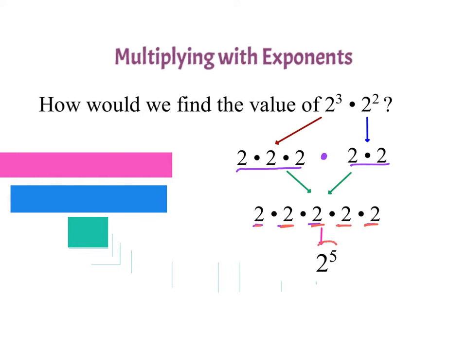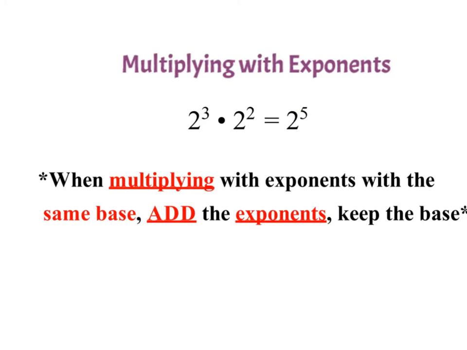Well, let's look at our answer, 2 to the fifth, and let's look at my original problem, 2 to the third times 2 to the second. Think to yourself, what's the relationship? Do we see any connection between our original problem and how our answer was in that simplest form with an exponent? When multiplying with exponents with the same base, so same base, I mean that same big number right here of 2, we add the exponents and keep the base.